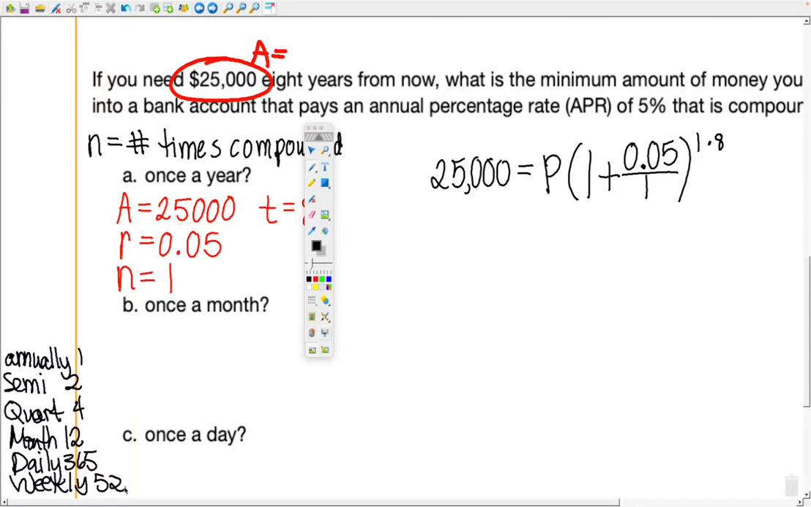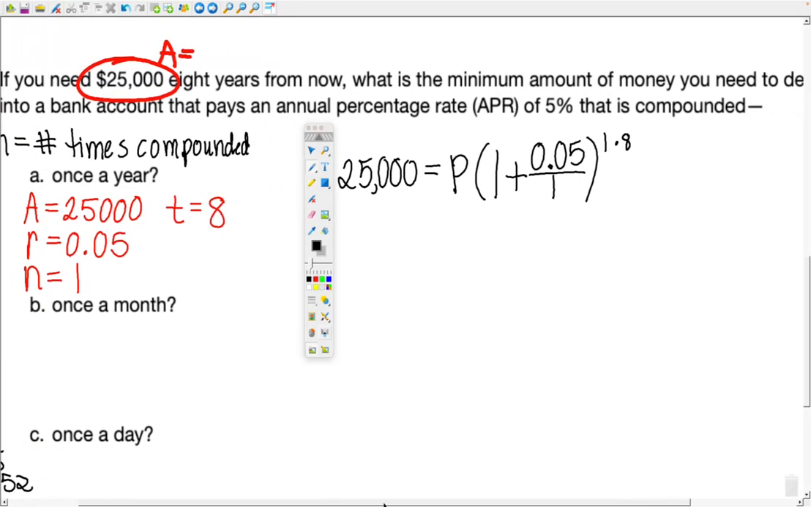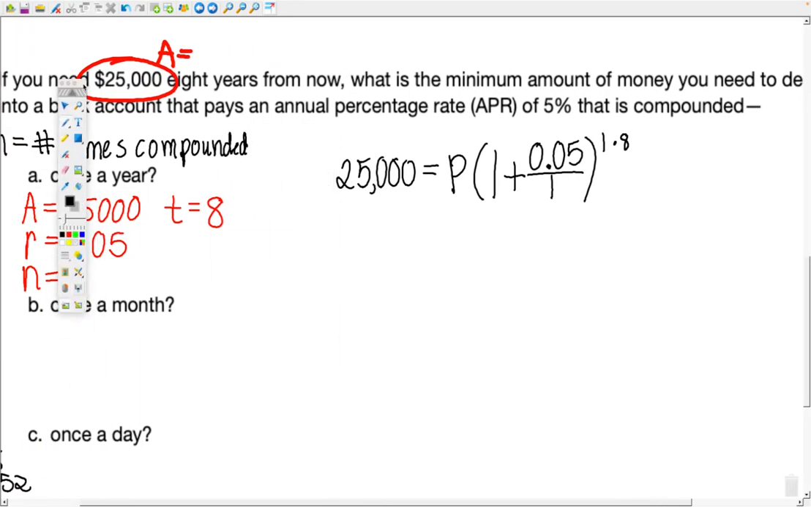What I'm gonna do now is see if you know what I'm gonna have to do to solve, because it's really just one step. Get it by itself, so divide to get the P by itself. But what are you dividing by? Whatever this right here is.